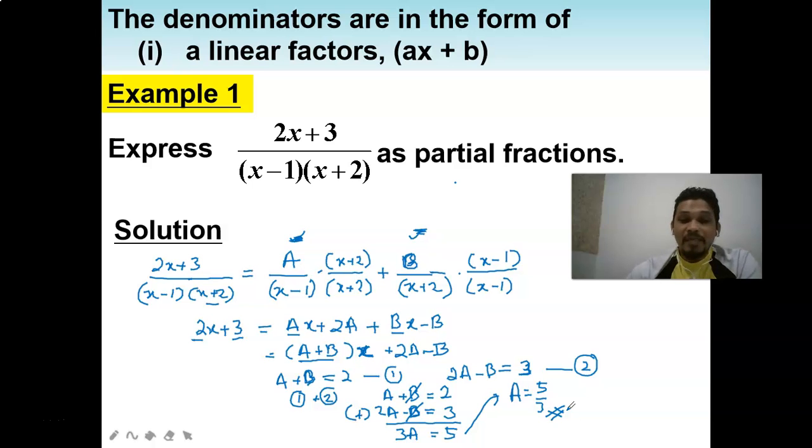Okay, and then substitute a equal to 5 over 3 into equation 2, or equation 1, either one. So a is 5 over 3, 5 over 3 plus b equal to 2, then b equal to 1 over 3.